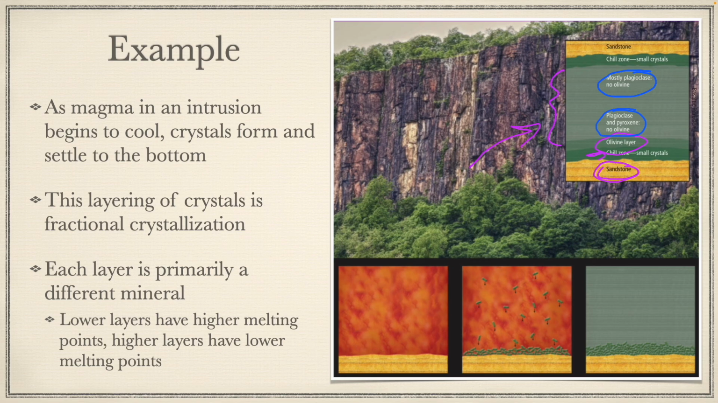Each layer is primarily a different mineral. So lower layers have higher melting points and higher iron and magnesium content. And then the higher layers have lower melting points and more silica content in them. Okay, so you get this layered effect in the magma body or in the magma formation.